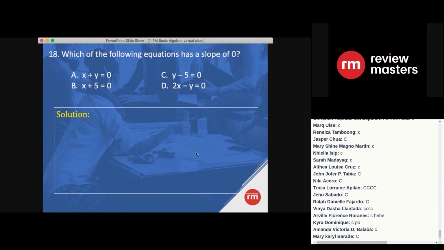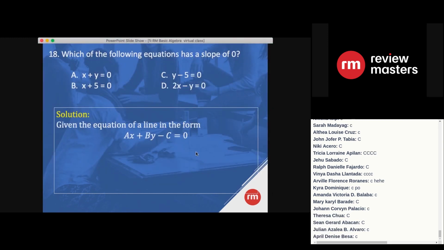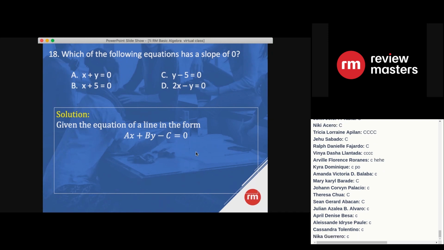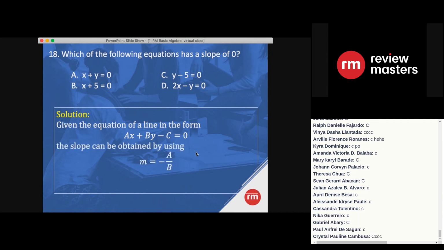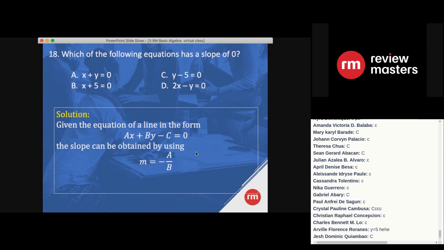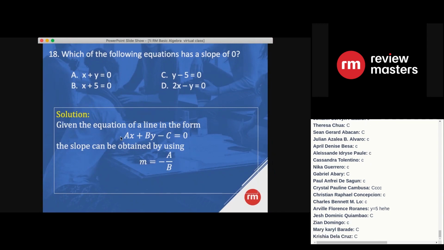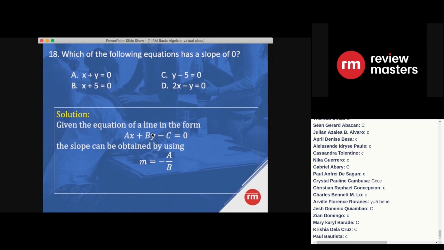Which of the following equation has a slope of 0? Given the equation of the line in the form ax plus by minus c is equal to 0, the slope can be obtained by using the slope is equal to negative a over b. Okay? So yung a mo dito is the numerical coefficient of x at ang b mo is the numerical coefficient of y in the form ax plus by minus c is equal to 0. Okay? So paano natin makukuha ang slope? Ang kailangan daw ay 0 slope.